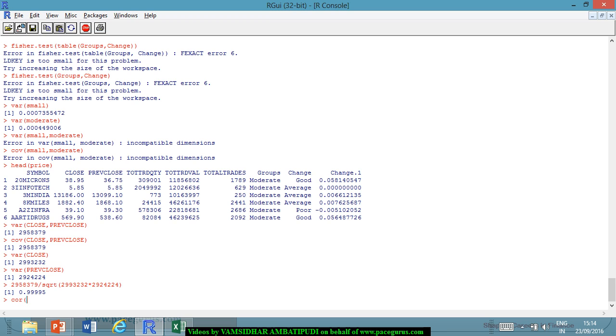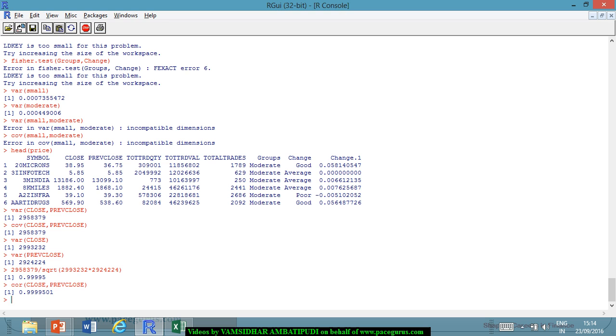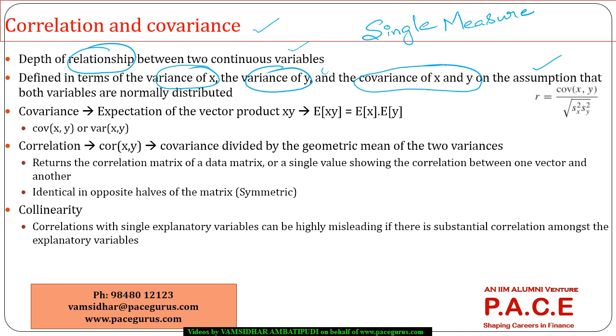I could have directly used the cor function also, setting it between close and prev close, and the correlation is also 0.99995. So whatever the mechanism, formula-wise I can use the covariance between x and y divided by the square root of variance of x times variance of y. That's what we use for correlation: the covariance divided by the geometric mean of the two variances. I can look at the correlation matrix of a data matrix, or a single value of the correlation. In this case, it's a single value between one vector and the other.